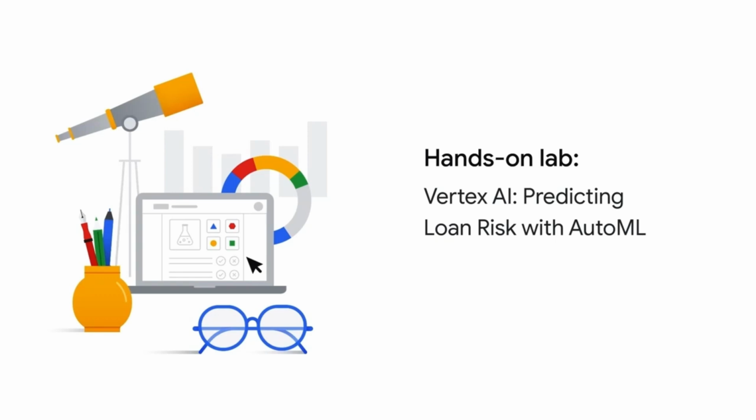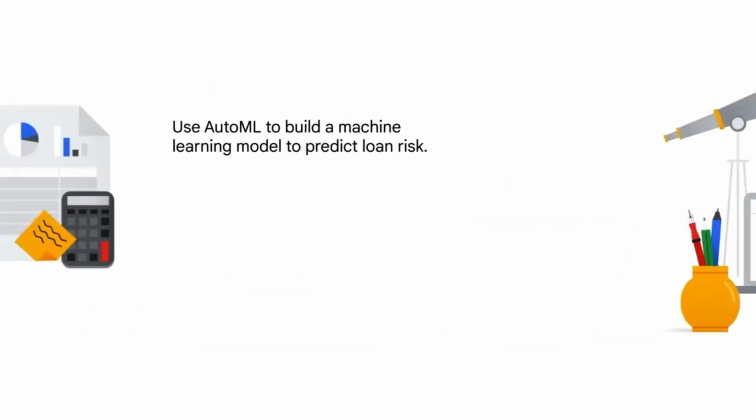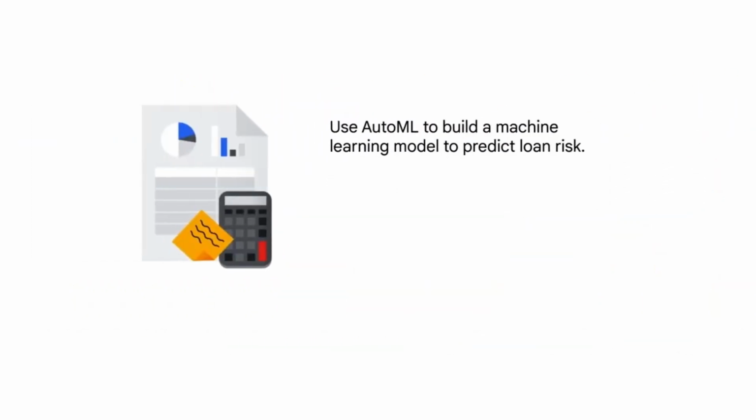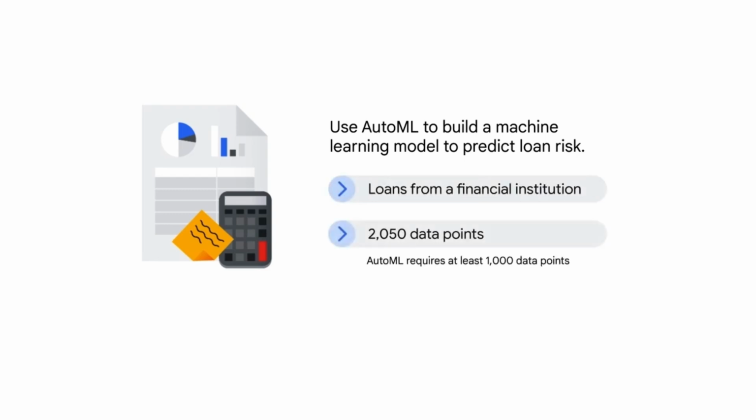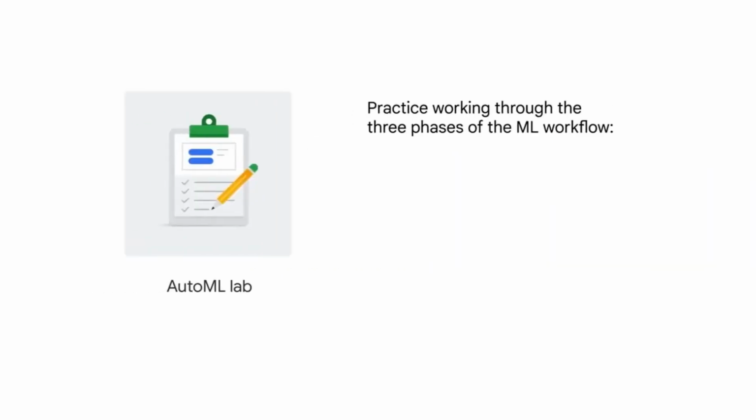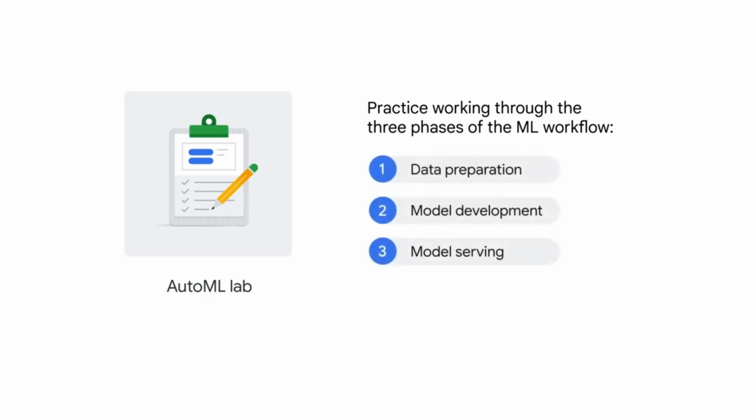Let's put what you've just learned into practice with a hands-on lab. In this lab, you'll use AutoML, a no-code tool, to build a machine learning model to predict loan risk. The dataset used in the lab relates to loans from a financial institution and has 2,050 data points. AutoML requires at least 1,000 data points in a dataset. The goal is to practice working through the 3 phases of the machine learning workflow: data preparation, model development, and model serving.